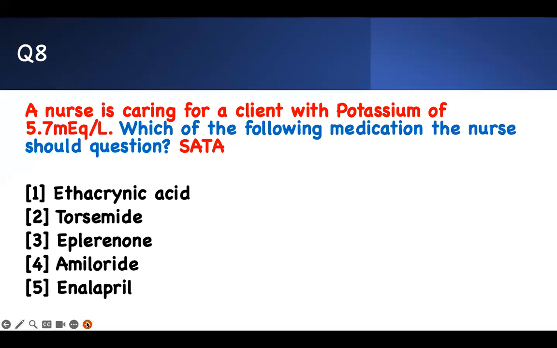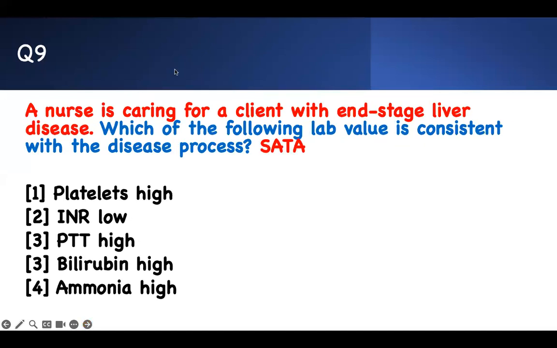Next question. Number 9. Select or apply. Which of the following lab values is consistent with the disease process? A nurse is caring for a client with end-stage liver disease. Which one is consistent with it? Your liver does a lot of things, and when it's affected, there are certain things that you lose.